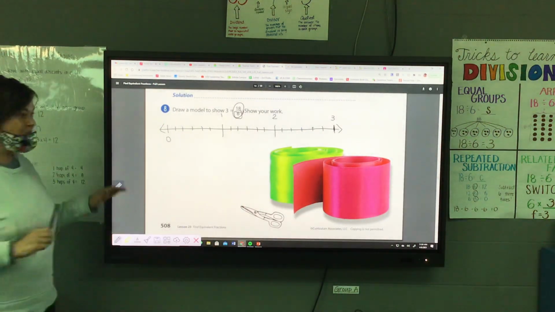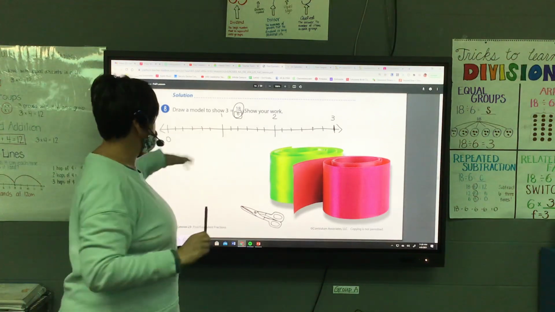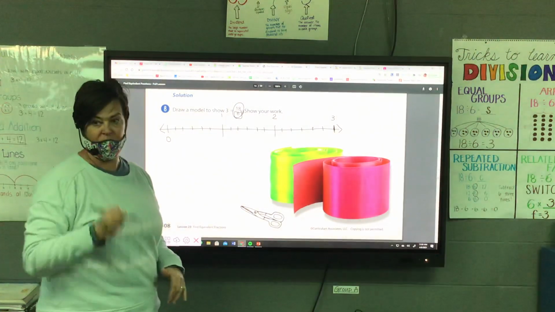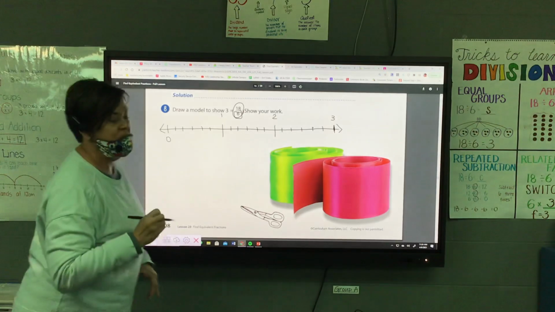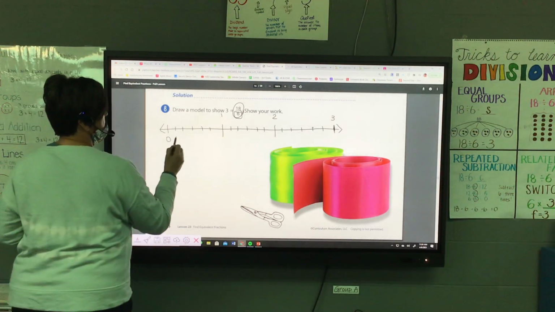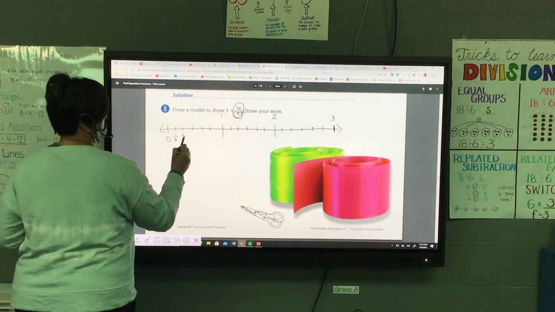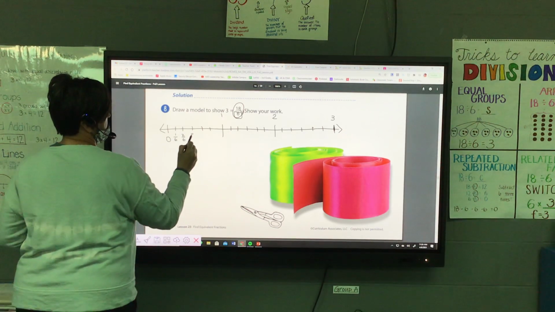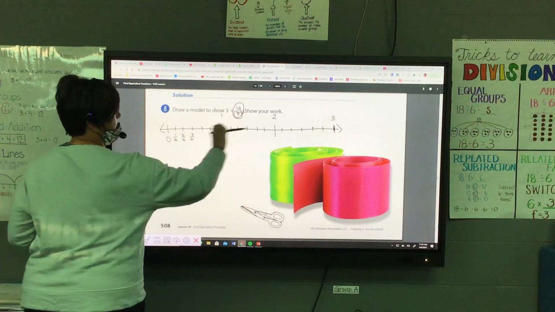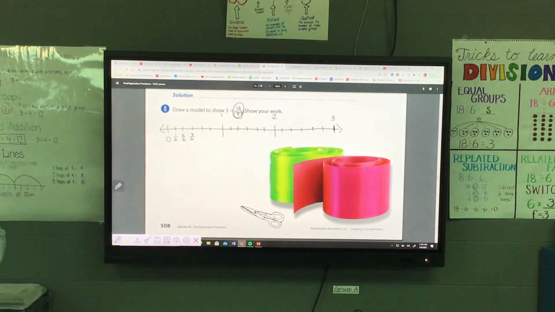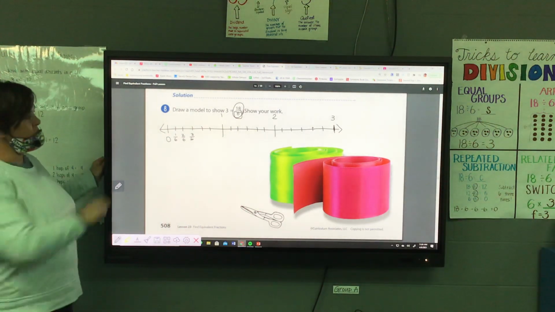And then I want you to label each one of those marks that we made, those sixths, as those individual fractions. Remember how we did this before? And we keep counting across. Keep doing that on your number line.